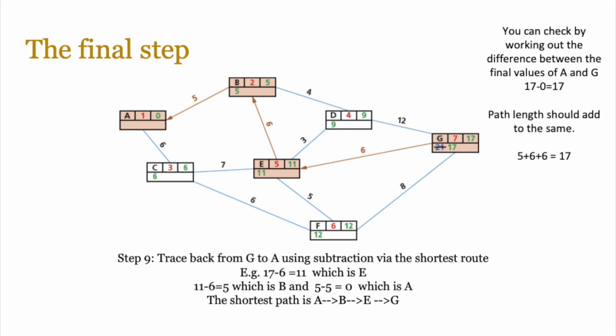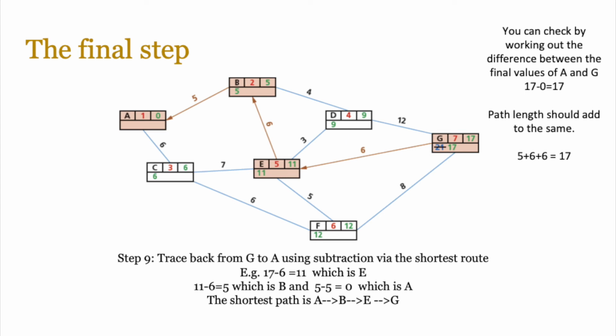17 minus 12 doesn't give you the final value of D. 17 minus 8 doesn't give you the final value of F. 17 minus 6 though gives you the final value of E, which is 11. So we get back to E and we do the same thing there. 11 minus 3 doesn't give us 9, 11 minus 5 doesn't give us 12, 11 minus 7 does not give us 6, but 11 minus 6 gives us 5, which is the final value for B.